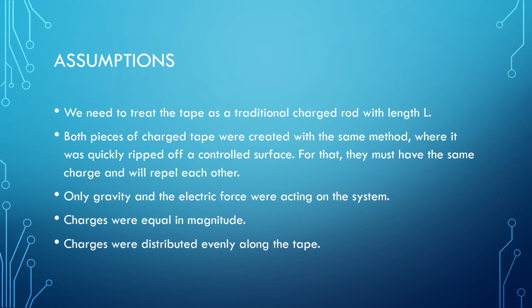So we have a few more assumptions than we did in the first lab. We need to treat the tape as a traditional charged rod with length L, L being the length of the tape in this case. Both pieces of charged tape were created with the same method, where it was quickly ripped off a controlled surface. For that, they must have the same charge and will repel each other. As well as three new ones: we must assume only gravity and electric force were acting on the system, charges were equal in magnitude inside the rod, and charges were distributed evenly along the tape.